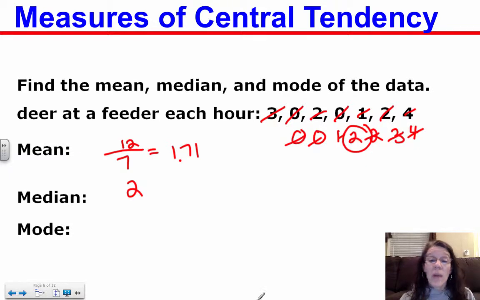Now, our mode is what occurs the most often. Well, in this case, we have 2 modes because we have a 0, which occurs twice, and a 2, which occurs twice. Since they occur the same number of times, we put both of them down as our mode.